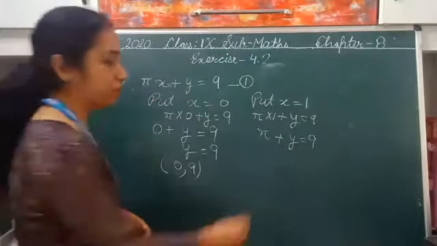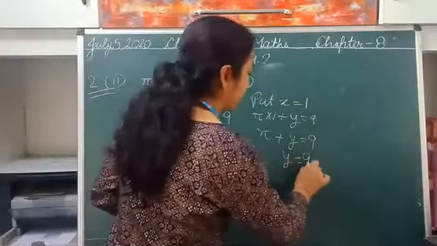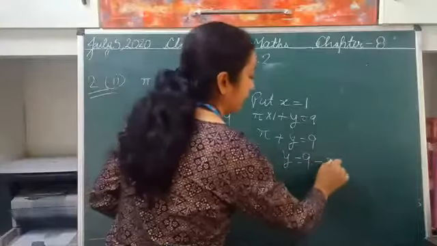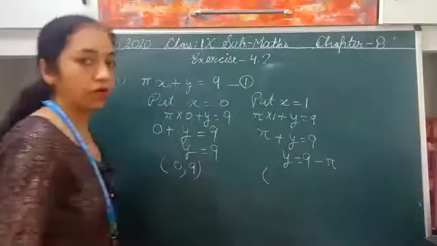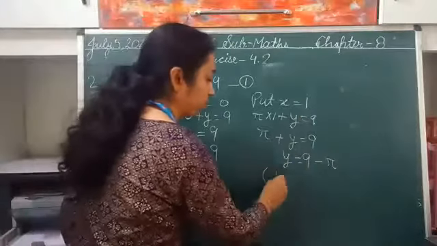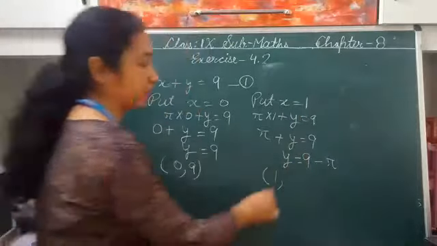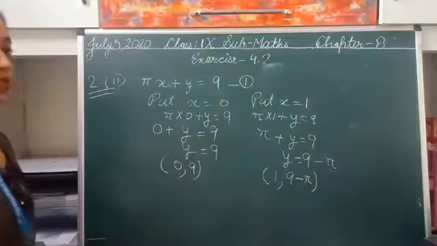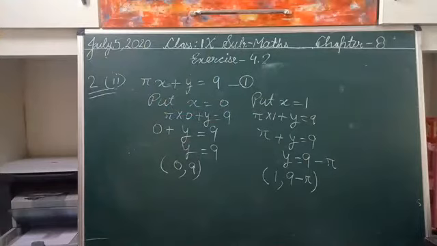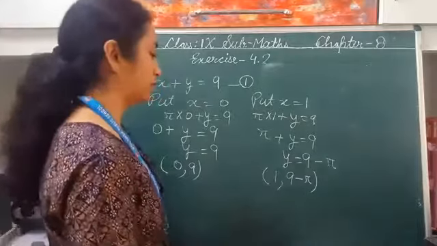Y will be equal to 9. Y को आप इधर शिफ्ट करेंगे 9 minus pi, right? So your solution is what? X you assumed as 1 and y is 9 minus pi, right? So your solution is 1, 9 minus pi. Similarly, we have to find out the other solution.